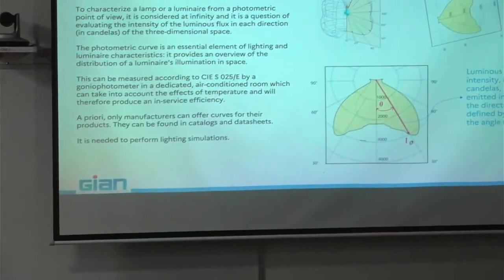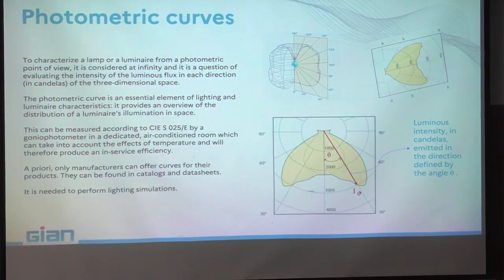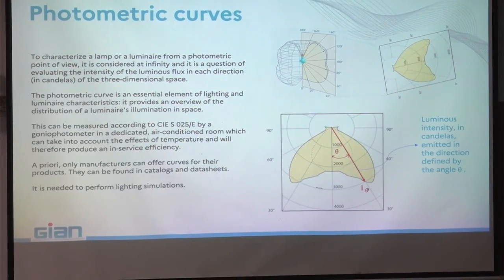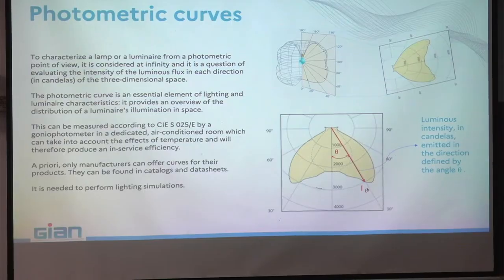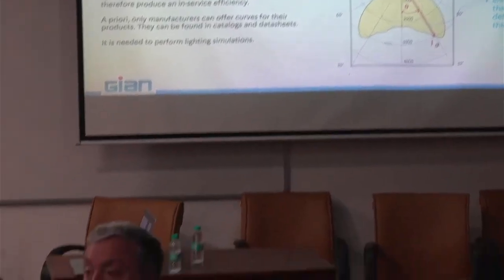This kind of curves, either in a curve form or today more in an electronic version, are absolutely necessary in order to make photometric calculations and make sizing of lighting installations.